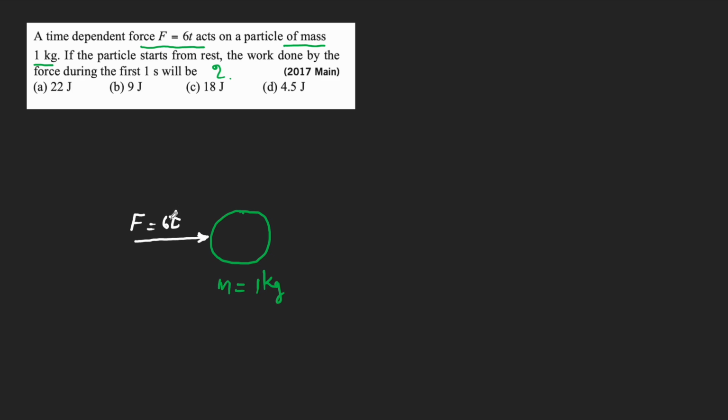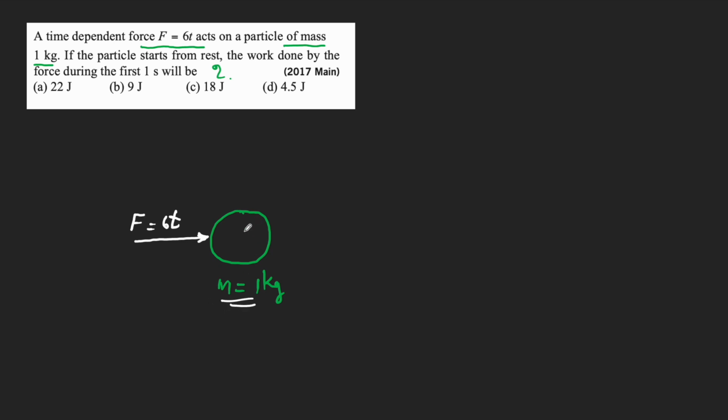Right here it is 60. That means it's linear. As time increases, the force increases linearly. So a time dependent force F, F is equal to 60, is acting on a particle of mass m equal to 1 kg, and the particle starts from rest. What is the work done by the force during first 1 second?